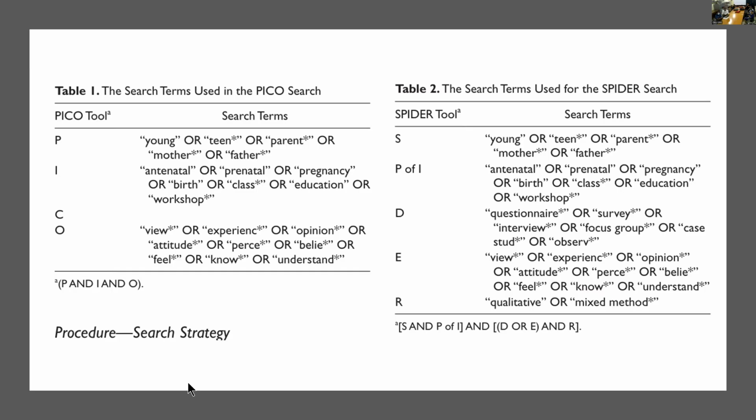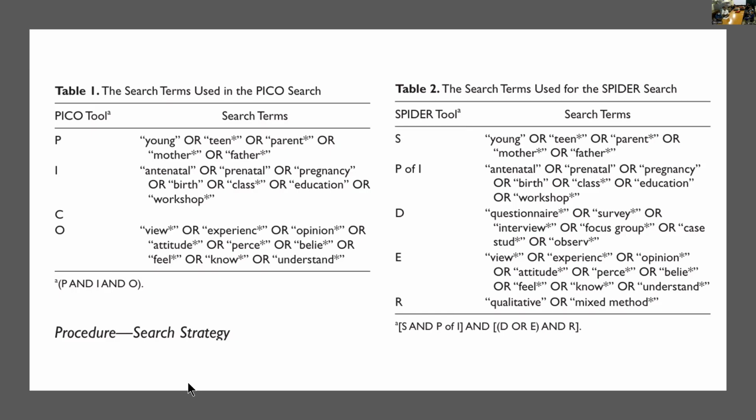Using the SPIDER tool, for sample, they have used the same thing: young, teen, parent, mother, or father. Phenomenon of interest would be your antenatal classes. The design is how did they collect the data? Was it questionnaires? Was it survey? Was it interview? Was it focus group? Was it case study? Was it observation? And E was further views, experiences, opinion. And R is basically was it a qualitative study or was it mixed method.